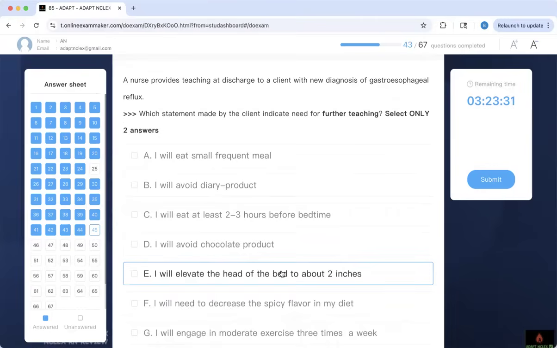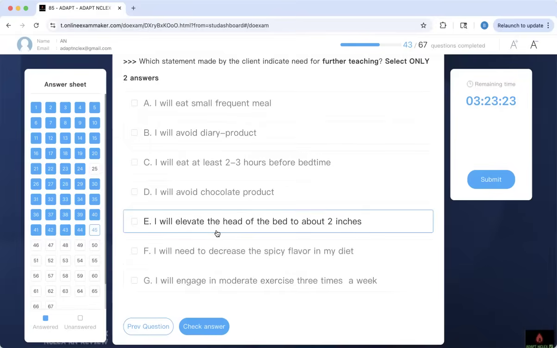And then provide teaching at discharge to clients with new diagnosis of reflux. Well, they love this, reflux and dumping syndrome. Which statement made by the client indicates need for further teaching? I said select 2. Trying to help you. I'll give you a bunch of them, but there's 2 which are wrong. I will eat more frequent meals. That's good. I will avoid dairy products. No, the products you should avoid is called CAT, right? Caffeine, alcohol, tobacco, and smoking.